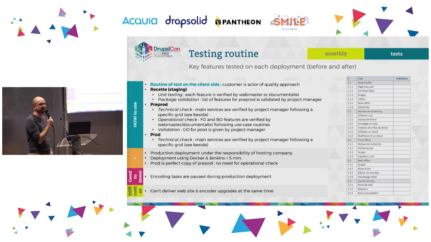If everything is validated by me and my colleagues, I can give the go to deploy in production. The deployment in production is not made by Access, it's led by our hosting company, most of the time. It's very quick. It takes less than 5 minutes. And since production is a perfect copy of pre-production, there is no need for an operational check again at this stage. I just make another technical check to make sure that every service is running.